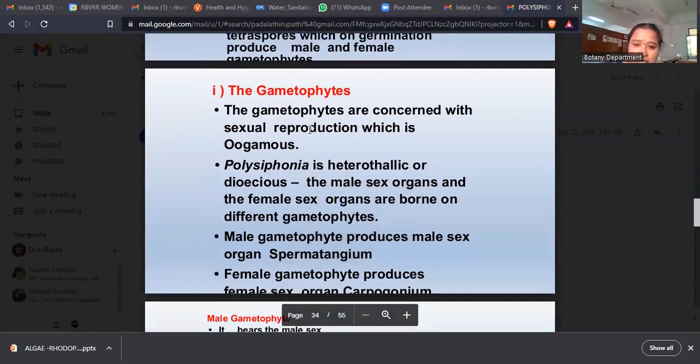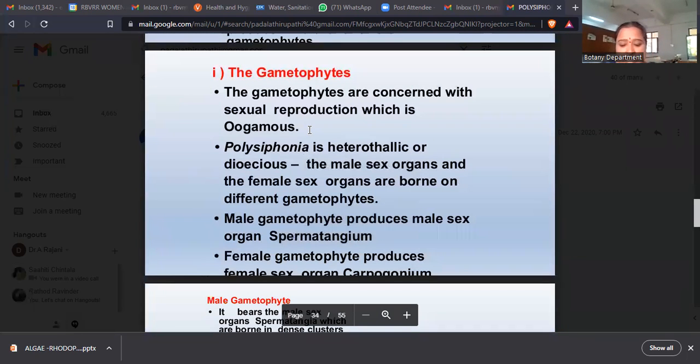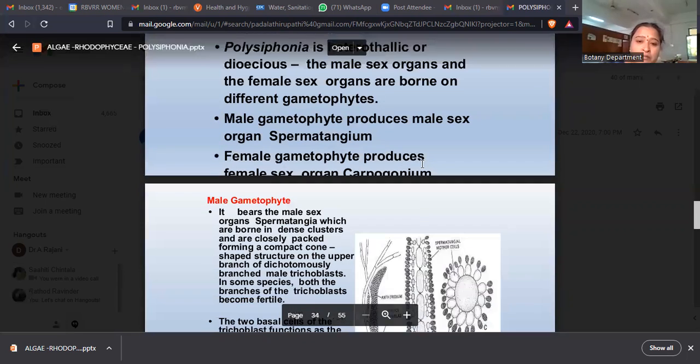Coming to the gametophytic stage: gametophytes are concerned with sexual reproduction. The type of reproduction is oogamous. Polysiphonia is heterothallic or dioecious. The male and female sex organs are borne on different gametophytes. The male gametophyte produces the male sex organ, the spermatangium. The female gametophyte produces the female sex organ, the carpogonium.